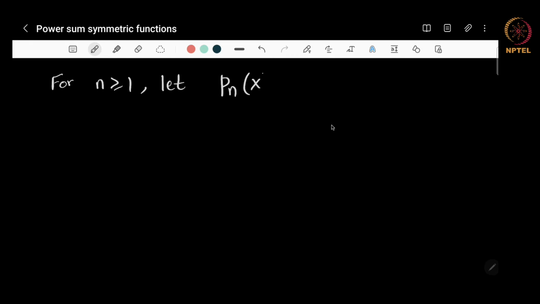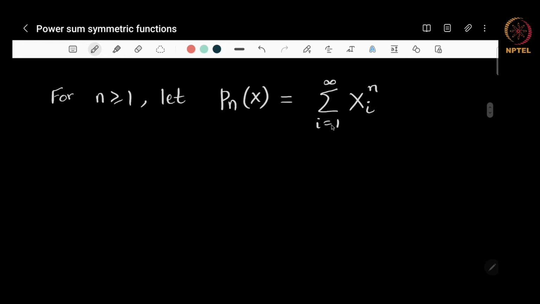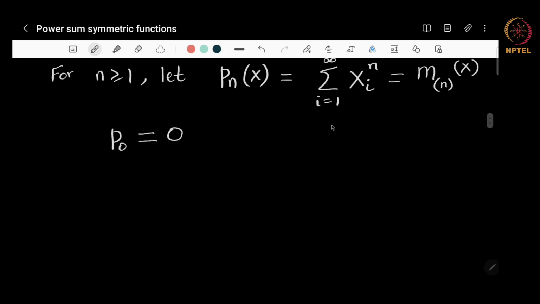Pn of x, so again there are infinitely many variables, just denote the sums of the nth powers of the variables, the sum of all the nth powers, xi to the power n. Another way of saying it is that this is nothing but the monomial symmetric function corresponding to the single part n alone. So that's the power sum symmetric function. P0 we don't define, or we can define it to be 0. So P1 onwards, the definition is what we have there.